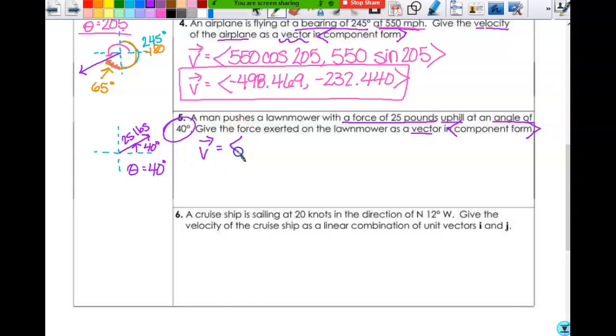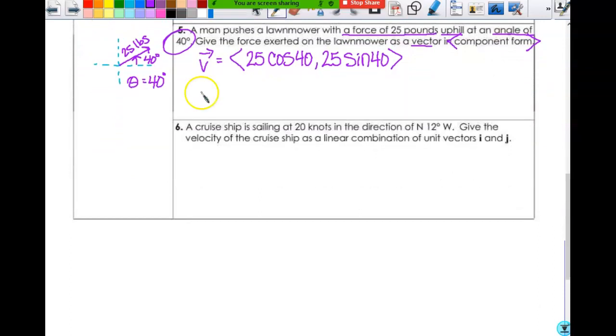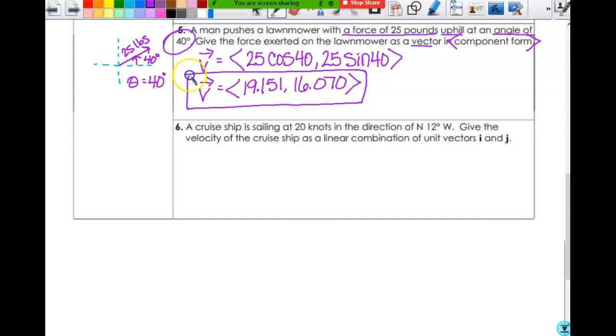The vector is the force, which is 25, times the cosine of 40, and then 25 times the sine of 40. This work is exactly what we did the other day. We're just using it for applications now. Again, you should totally be able to type that in, so I'm just going to give it to you. It is 19.151 and 16.070. And so again, if I think about what that means, I would have to go to the right about 20, up about 16. Looks good for that vector. Feeling good about that. Questions?